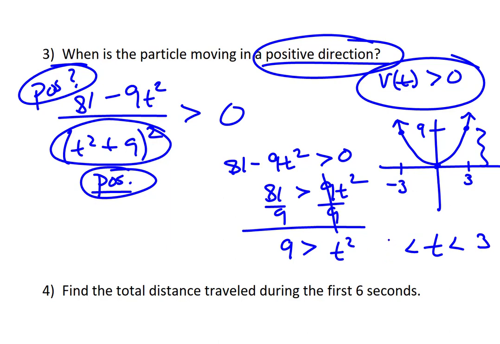So what we're going to have to say is 0 is the lowest boundary, but t actually could be 0. So we'll say t is greater than or equal to 0, but less than 3, to give us the values of t where this particle is moving in a positive direction, which again is where the velocity would be positive.